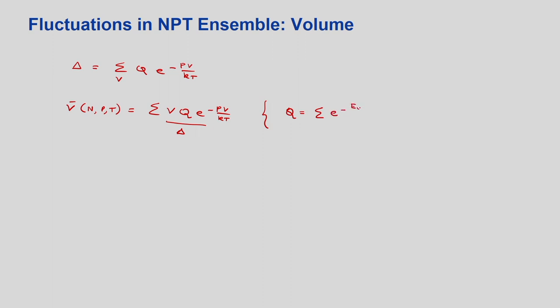Now, in the case of volume, I will again write down what this is. This is nothing but Q in terms of V, e to the power of minus PV by KT. I am writing in short form. These are all functions of Q, which is a function of N, V, T. So I can write down the average value of V using the concept of the ensemble average. It is nothing but V into Q into e to the power of minus PV by KT, divided by delta. Kindly note that I am writing Q as the summation of e to the power of minus Ei by KT. That is why this Q comes here directly.